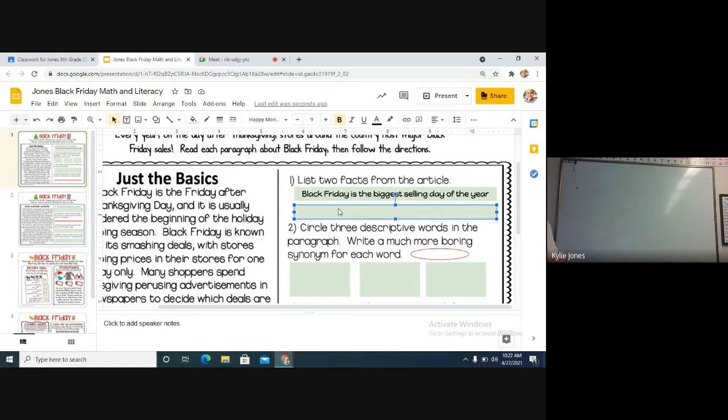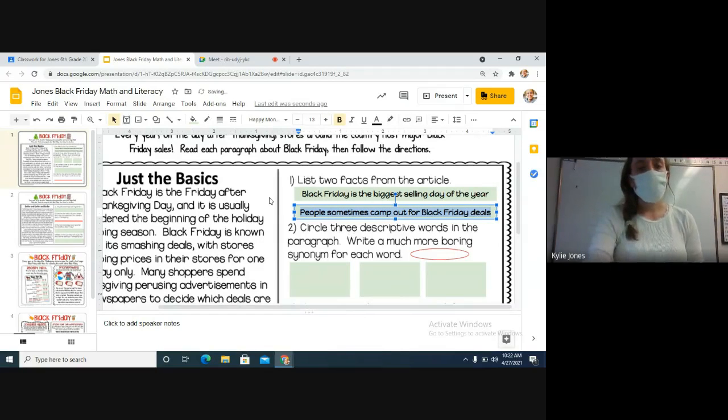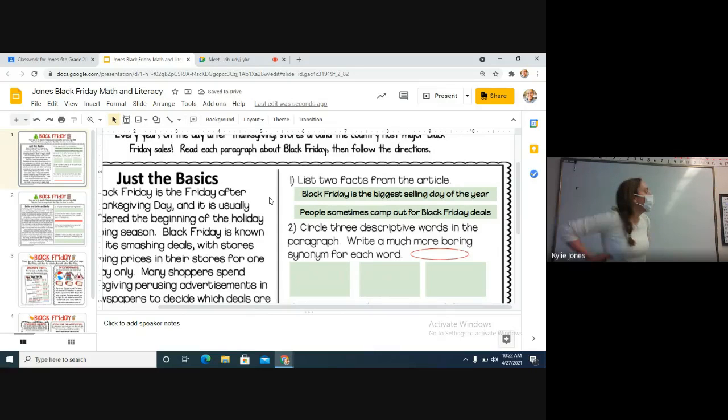Alani, I saw your hand up. But now you're seeing something weird with it. I got one. What's a fact? Okay. People sometimes camp out for Black Friday deals. Okay. Were there only those two facts in the passage? There were way more. So those are two that I'm going to put. Does anybody have another fact that they want to share that they thought was interesting?